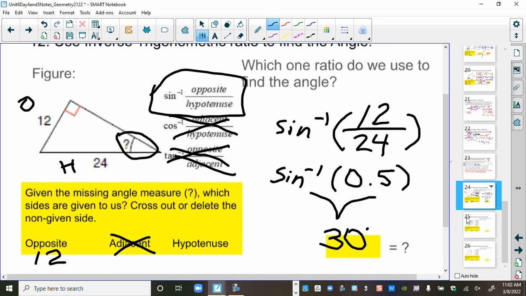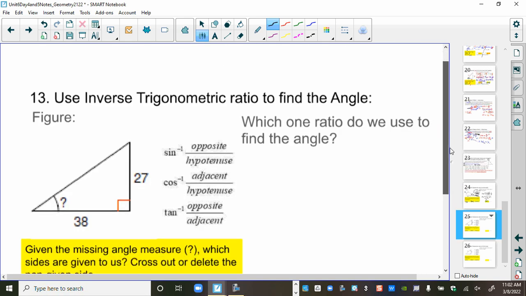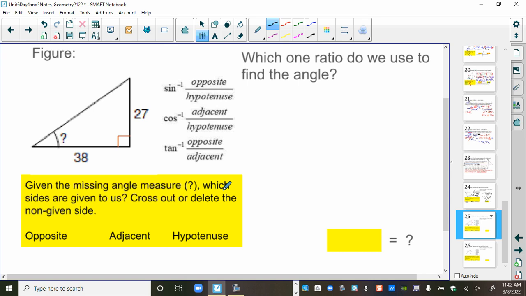All right, let's look at the final two, and it's not going to take that long. All right, this one. Okay, here's our angle in question. What's given to us? Well, actually, what do we not have? You don't have the hypotenuse, so what must we use? Yep, you're down to the tangent. You can't use the other two because we don't have a hypotenuse.